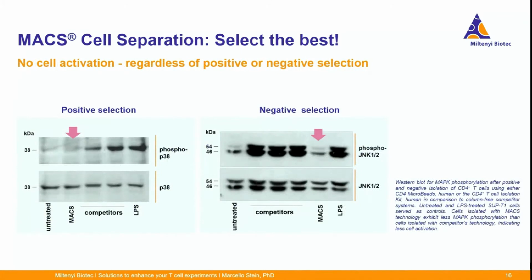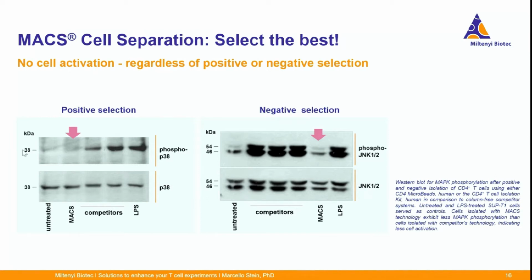And indeed, you see also in these Western blots that T-cells are not activated after cell isolation with MACS technology. CD4 positive T-cells were isolated with either positive selection or negative selection using MACS technology or a column-free competitor method. Their activation status was then assessed by analyzing the different isolated T-cell samples and performing a Western blot for MAP kinase phosphorylation, which is a reliable marker for T-cell activation status.